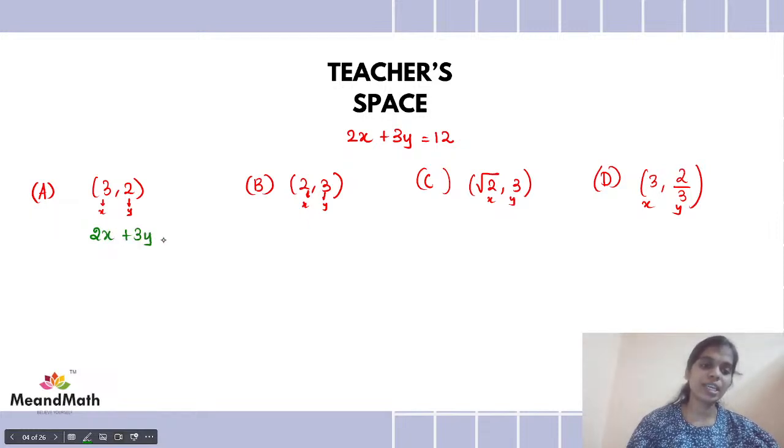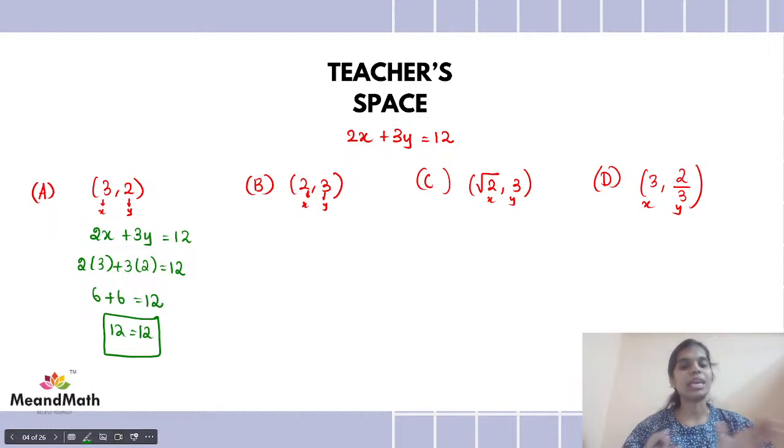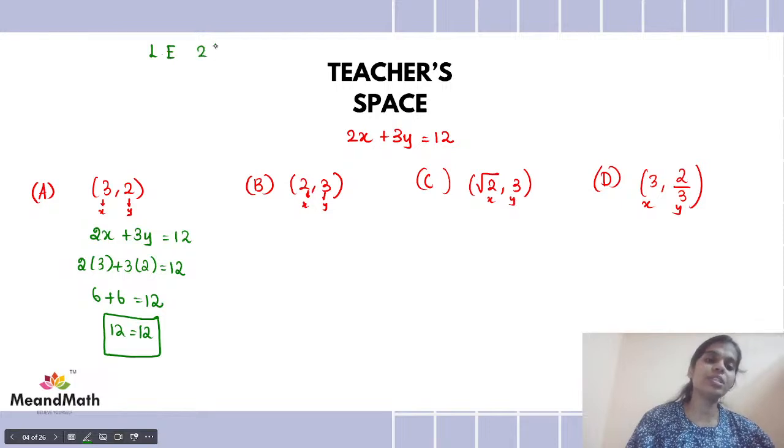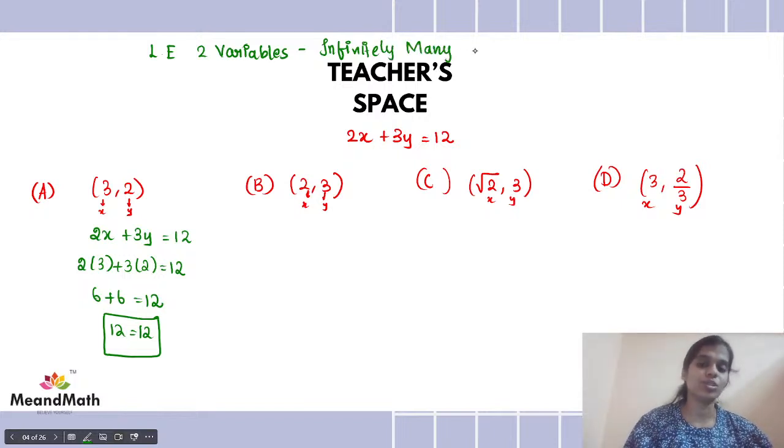2x plus 3y equal to 12, which means 2 times 3 plus 3 times 2 equal to 12. 6 plus 6 equal to 12. 12 equals 12. Wow, our first set itself is a solution. But I told you a linear equation in two variables has infinitely many solutions, which means there is a possibility of getting more than one solution, right? So we need to check all the other options also.